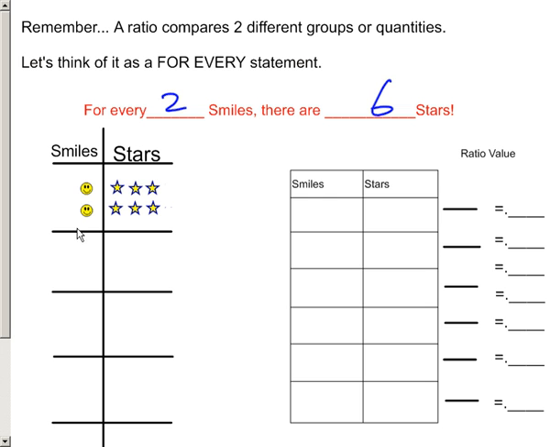So let's fill in what we have so far. Again, this will be where we write how many smiles we have and how many stars. So first I have 2 smiles and I have 6 stars. Now we're going to just practice, this is sort of extra, writing that ratio as a fraction and then coming up with what we call the ratio value.